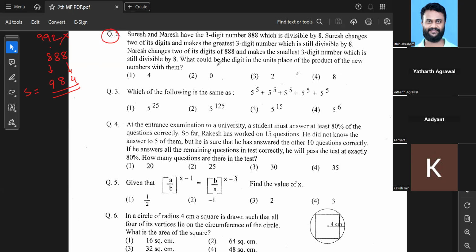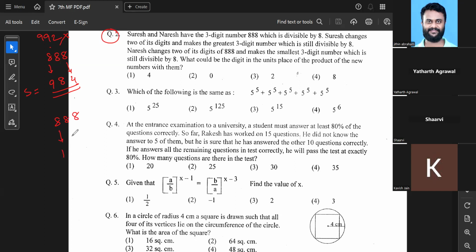Naresh changes two of the digits of 888 and makes the smallest three-digit number which is divisible by eight. So again, now it's Naresh's turn. He has 888. Again, what he is going to do, he is going to change the numbers and make the smallest. So for the smallest, which one will he change first? You tell me. One. Yes. So he'll change the hundreds place and make it one.